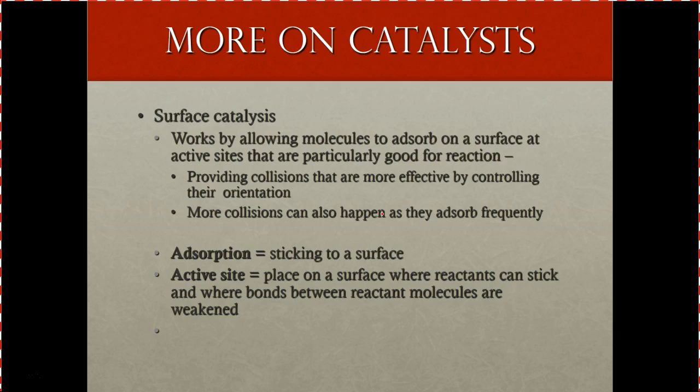The active site is a place on the surface where reactants can stick and where bonds between reactant molecules are weakened. So basically, we stick to the surface of the catalyst. We stick in an orientation that we're going to be able to react really well in, that weakens any bonds that need to be weakened, so that when the next thing comes along and hits us, it reacts in the exact right orientation with the exact right energy, because we've reduced that amount of energy, and we can make that product. A place where this happens a lot is your catalytic converter.